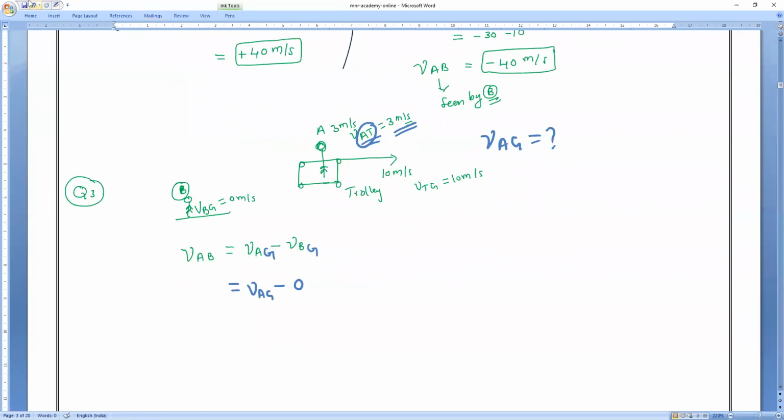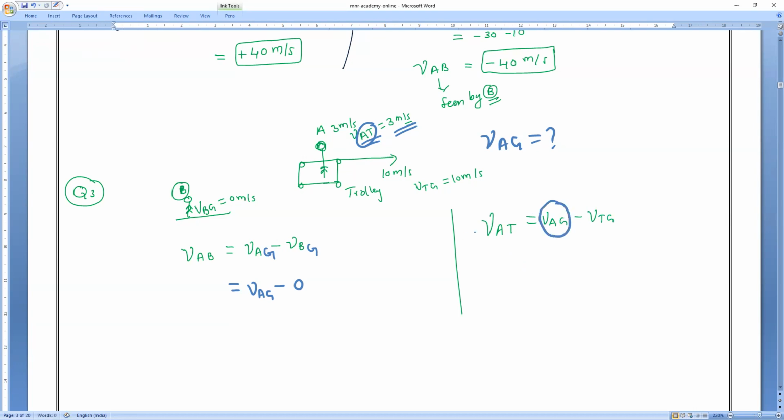Now, I don't know the velocity of A with respect to ground. So observe very carefully. I want to find the velocity of A with respect to ground. So can you tell me the velocity of A with respect to trolley is equal to what? Velocity of A with respect to ground minus velocity of trolley with respect to ground. Is it yes or no, Pradosh? Yes, sir.